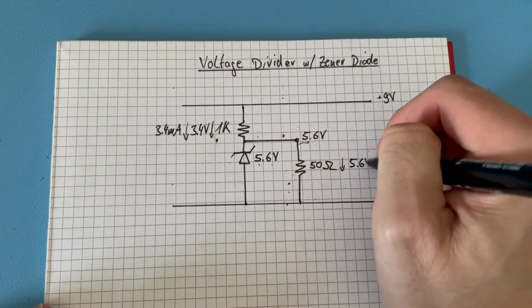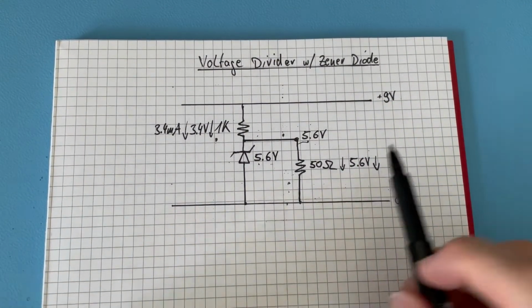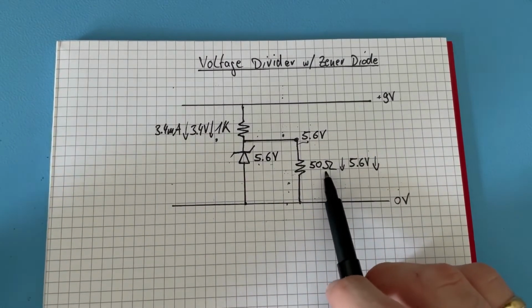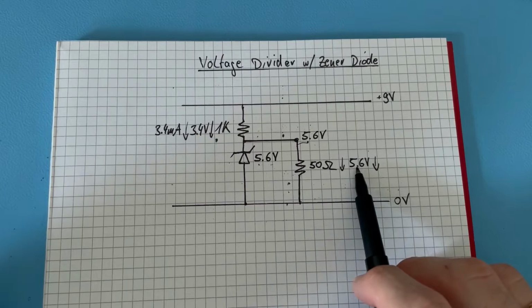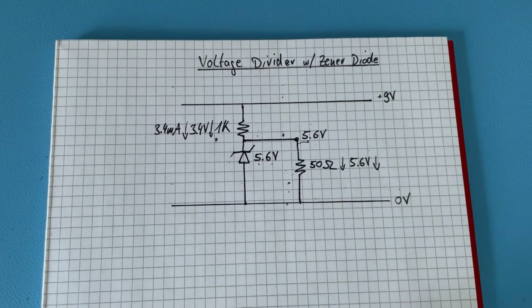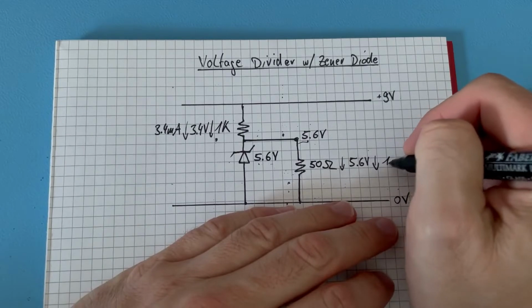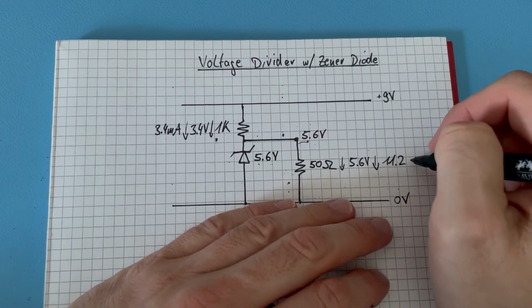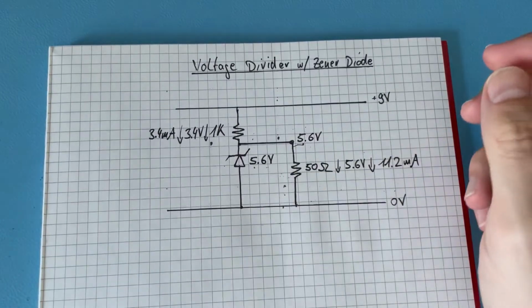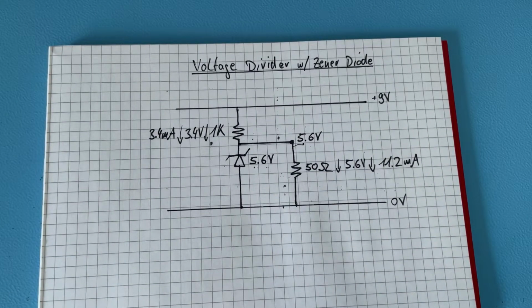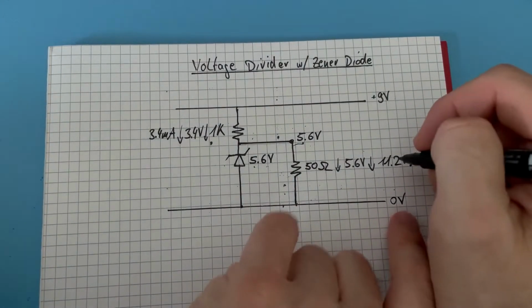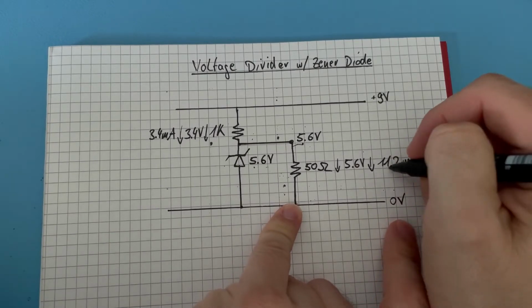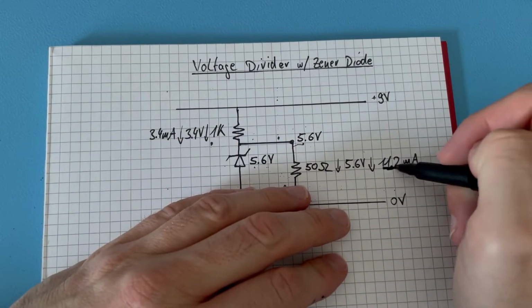And if you have 5.6 volts over this 50 ohm resistor, then we can calculate the current. Current equals voltage divided by resistance. If we divide 5.6 by 50, that gives us 11.2 milliamperes. Oh no, it's 112 milliamperes, really, sorry, 112 milliamperes.